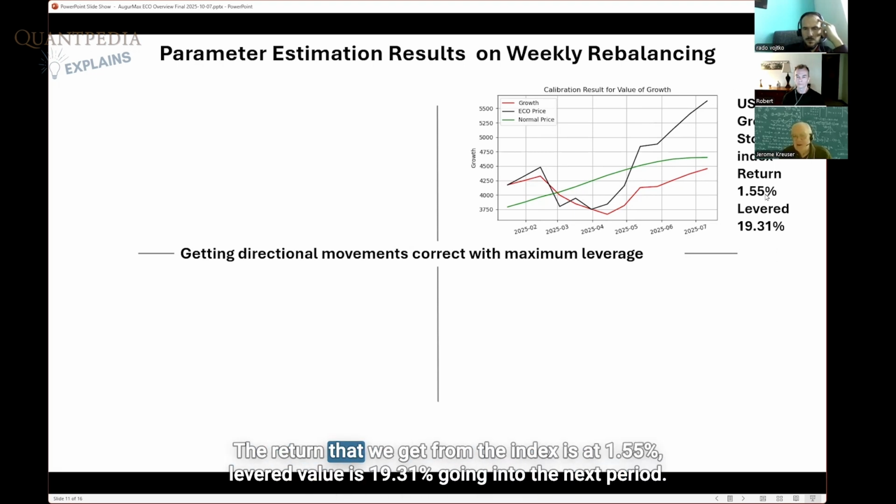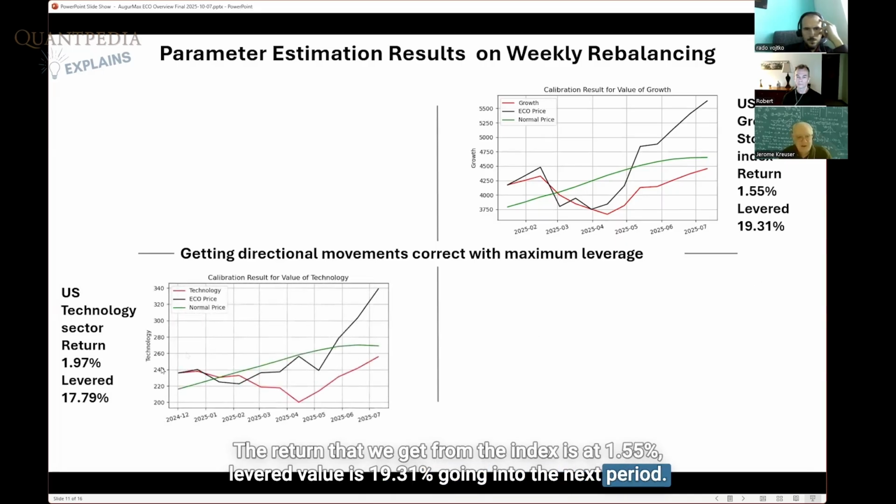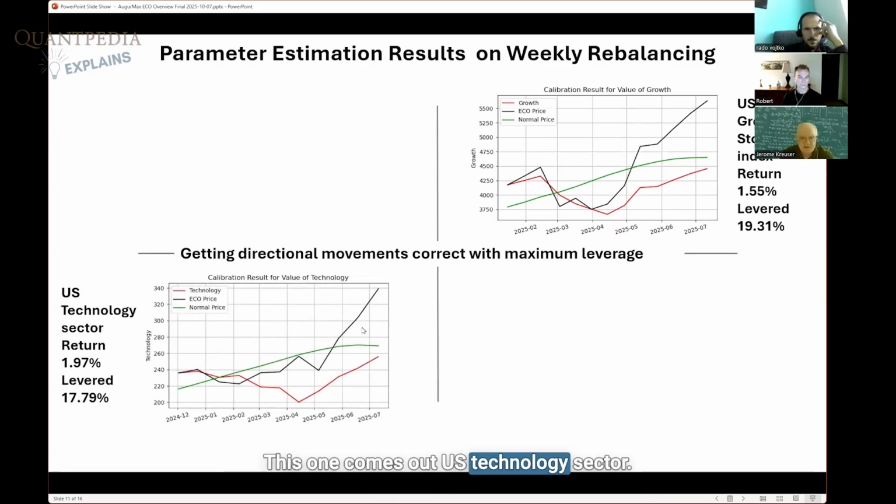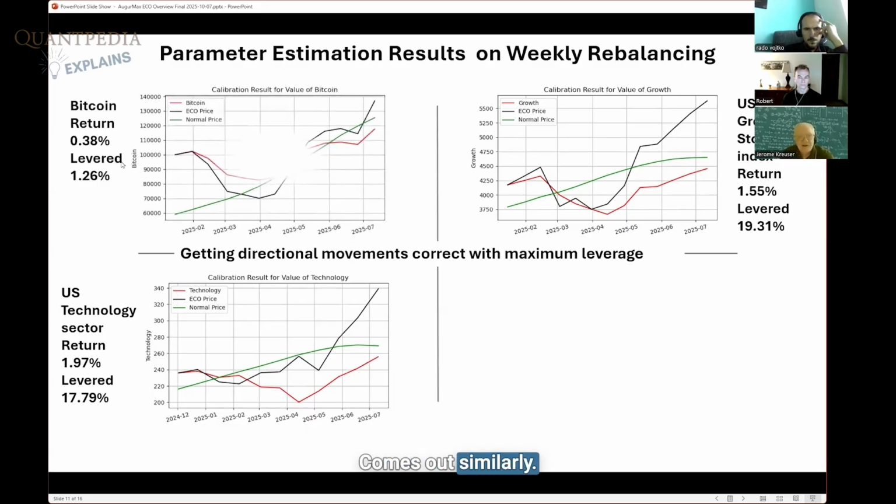The return that we get from the index is 1.55%. The levered value is 19.31% going into the next period. This one comes out, U.S. technology sector, comes out similarly.